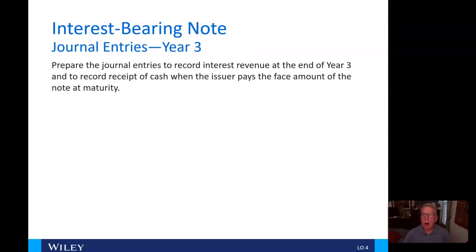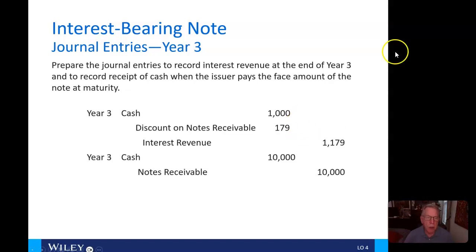Now we're going to prepare the journal entries to record the interest revenue at the end of year 3, and then to record the cash when the issuer pays the face amount at maturity. So again, we'll do our last year here, just like we did the first two, picking off the discount on the note receivable. And then by that time, the carrying value is the same as the notes receivable, and so at maturity, no matter if it's a premium or a discount or at face value, we're going to debit cash and reduce our notes receivable for that.